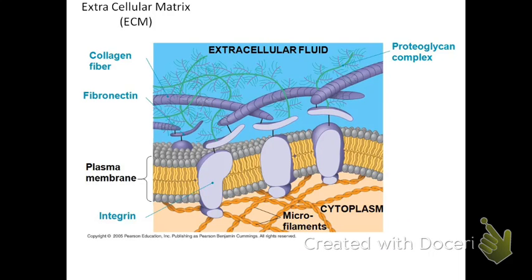We also have something called an extracellular matrix, or ECM. This extracellular matrix is the outer protective skeleton of the cell plasma membrane in animal cells. Extra means outside, and matrix meaning skeleton. So it also functions in communication with other cells.